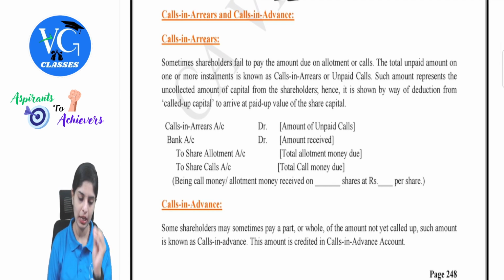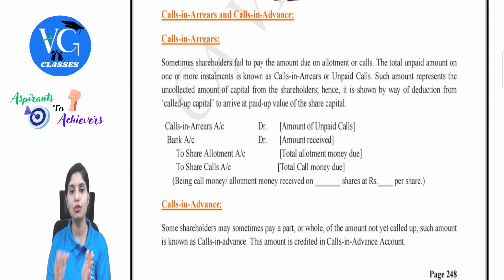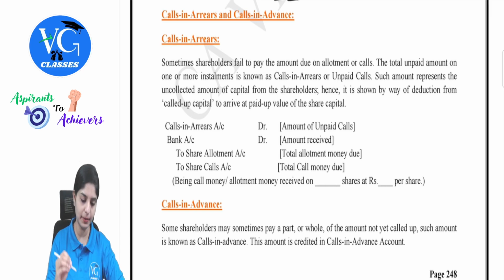We understood. Next concept, calls in arrears and calls in advance. So first of all, what is this? Calls in arrears. The company has made a call, that is to receive further installments, but the shareholder has not paid it. With respect to company's point of view, when the company is making a call, it is making with an expectation to receive or raise that much amount of capital. Now, when the shareholder doesn't pay this, it will be in the nature of a receivable to the company. So how will this be recorded?